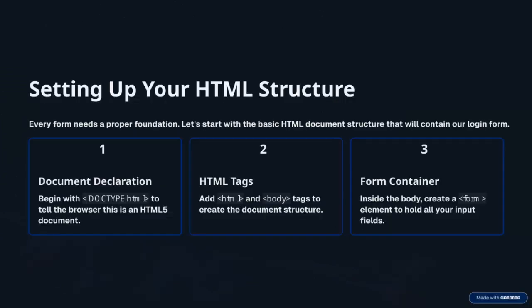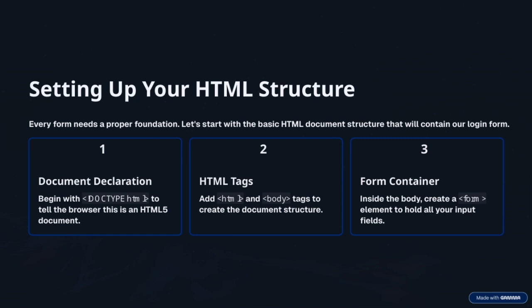Alright, so let's dive into how we set up the structure of our HTML document for the login form. First, we start with the basic declaration, which is the doctype HTML tag. This tells the browser that we're working with an HTML5 document, ensuring that it renders the page correctly. Next, we include the HTML and body tags. The HTML tag wraps everything, and the body contains all the content that will be visible on the page. This setup is essential because it creates a solid foundation for your entire web page.